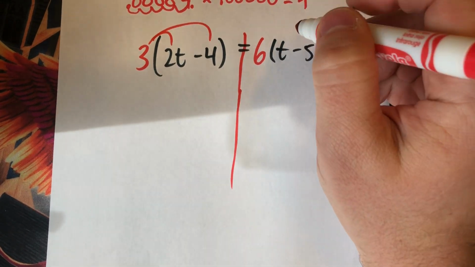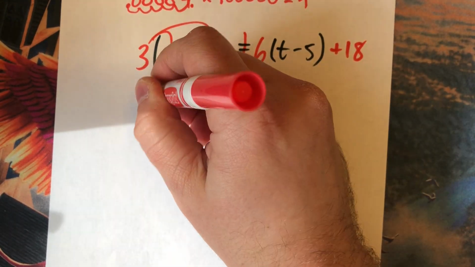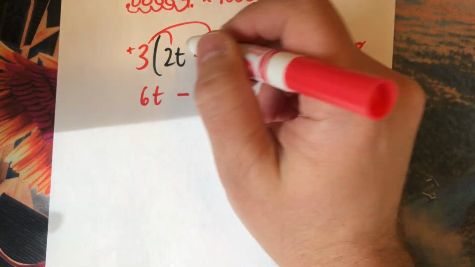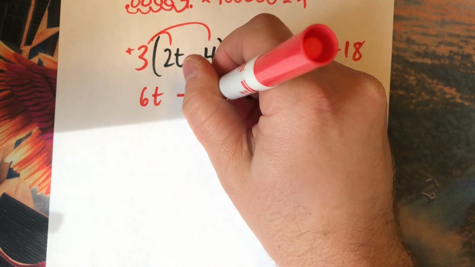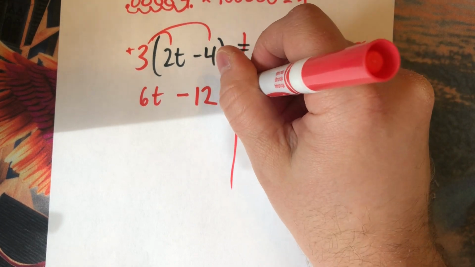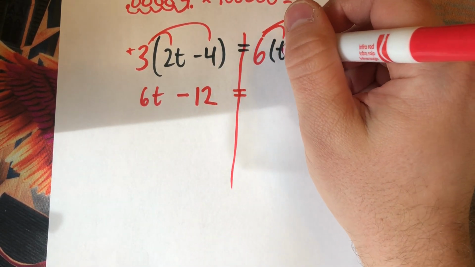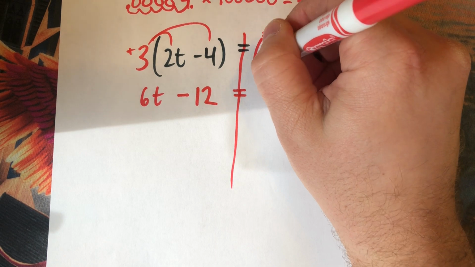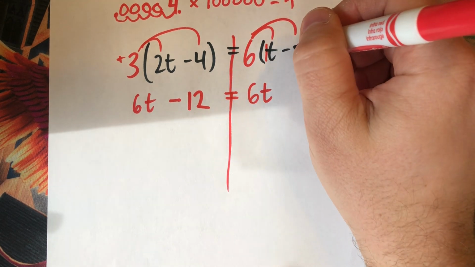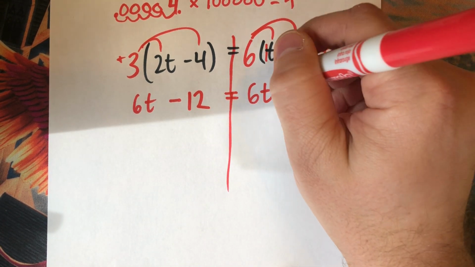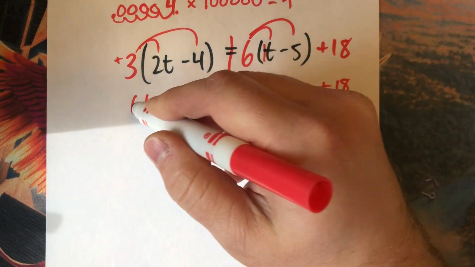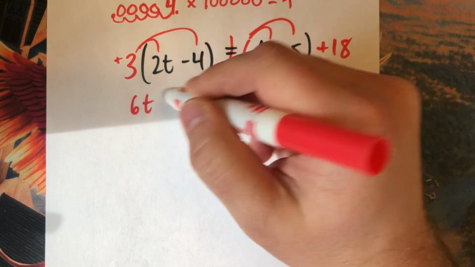So 3 times 2 is 6t minus, let's see, positive 3 minus 4. Positive times a negative is a negative, so yes, minus 3 times 4 is 12. Over here, 6 times t. Wait, there's no number on the t. There's a 1. 6 times 1 is 6. T chills. 6 times 5 is 30. It's a positive times a negative, so it's a negative 30. Then a plus 18.